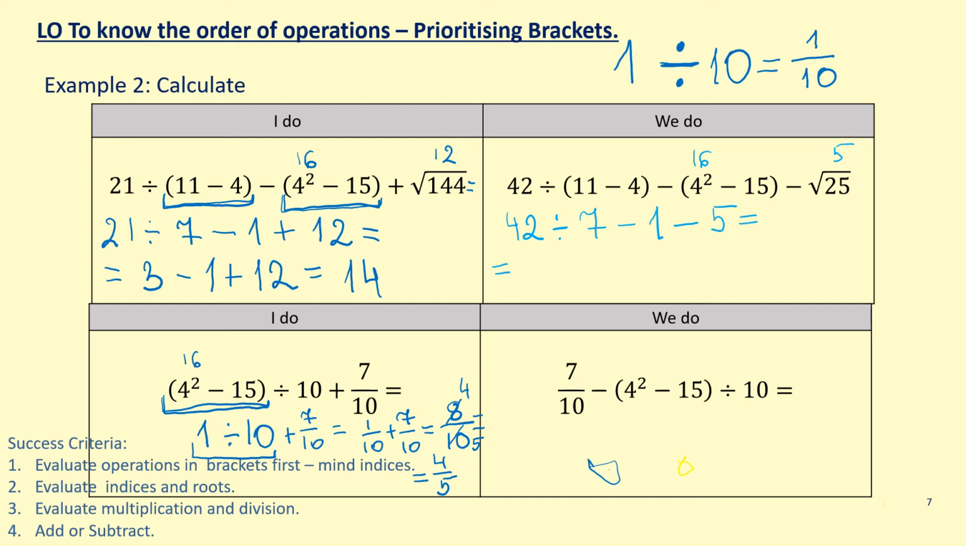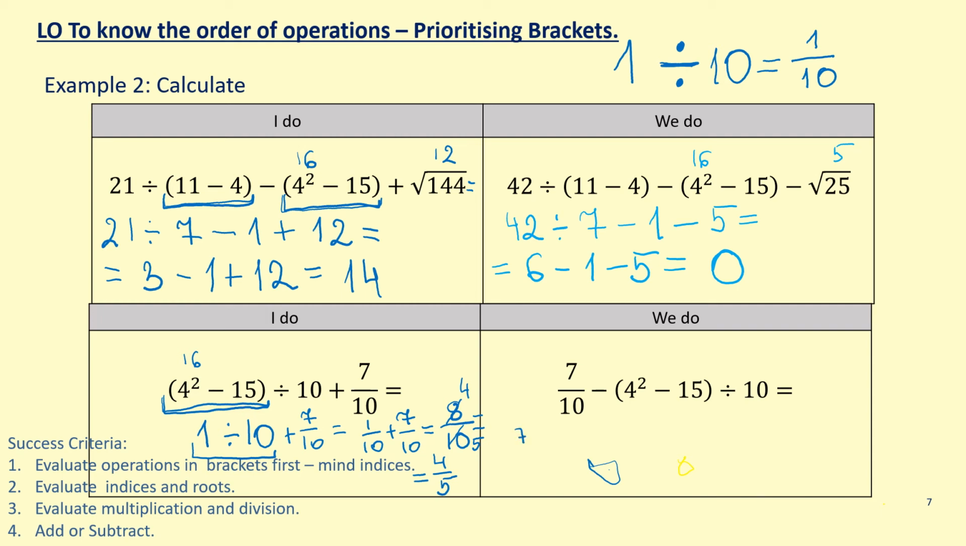Equals. So I've got divide, take away, and take away. So I need to divide first. 42 divided by 7 is 6 minus 1 minus 5. I've got only minuses, so I'll just work from left to right. 6 take away 1 is 5. 5 take away 5 is 0. So the final answer is 0. If that's what you've got, well done. Let's have a look at the next one.